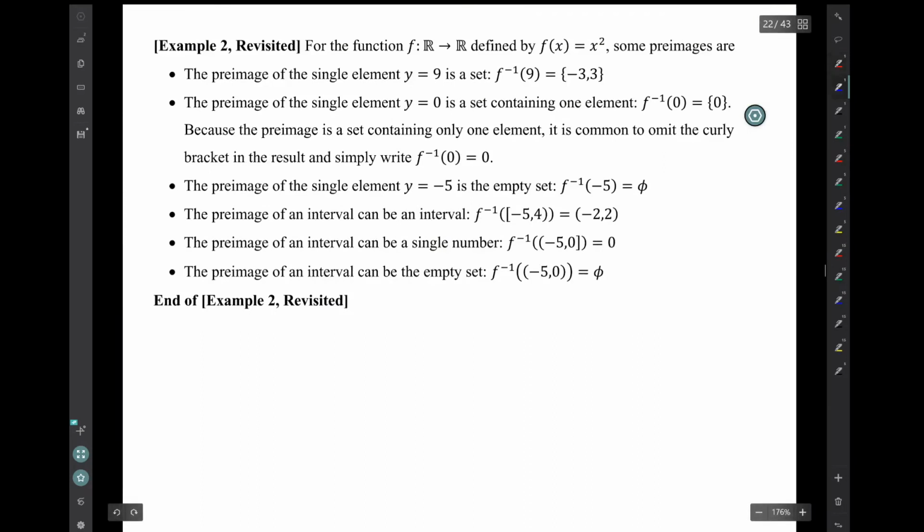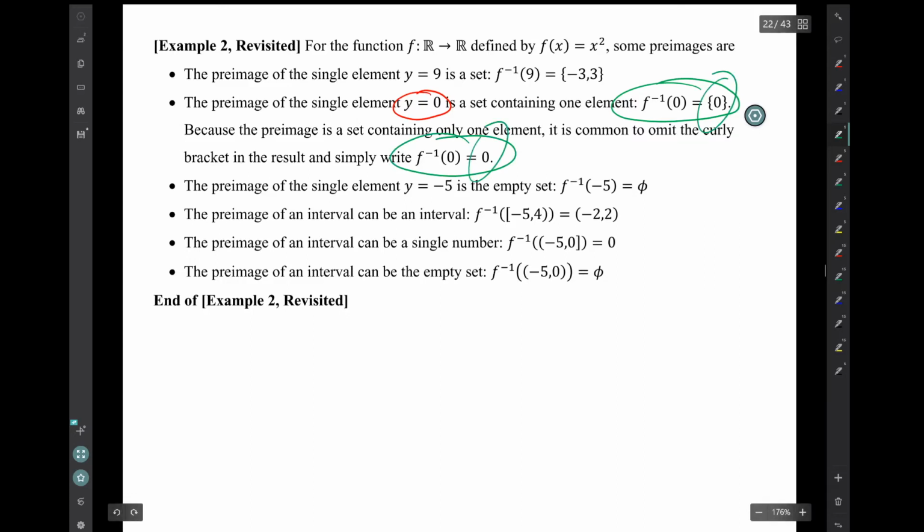For our function f of x equals x squared, here are some preimages. The preimage of the single element 9 is a set containing two elements, x equals -3 and x equals 3, because both of those inputs cause an output of 9. The preimage of this single element y equals 0 is a set that contains just one element. The preimage of 0 is the set containing just 0, because x equals 0 is the only x value that causes y equals 0. So in that case, we can just write that the preimage is the number 0 instead of writing it as a set.